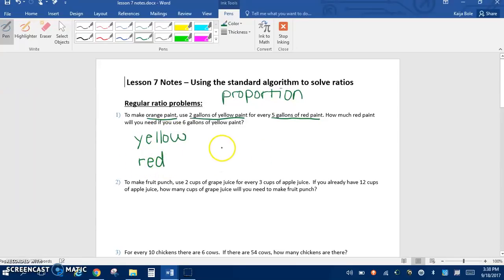So what you're going to do first is put in your blank proportion, a fraction equals a fraction. This is what a proportion looks like. Now we fill in what we know. We know that for every 2 gallons of yellow, 2 is going to go up here in the yellow spot, we use 5 gallons of red, so 5 is going to go in the red spot. That's the initial ratio they told us.